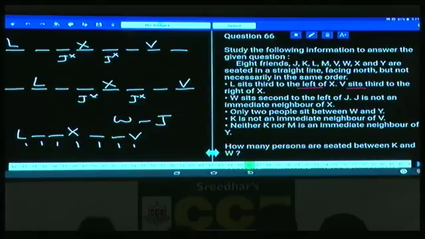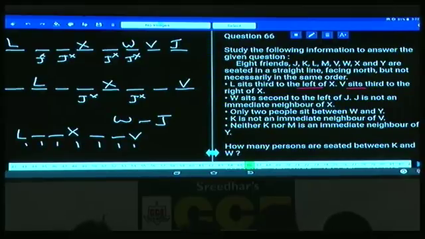W and J. J cannot be here. J cannot be here as well. Isn't it? J cannot be here. Then, can J be here? Tell me whether J can be here. No. If J is here, then W and X must be in the same place, which is not possible. Hence, the only possibility for J is here, and W will be at this place.